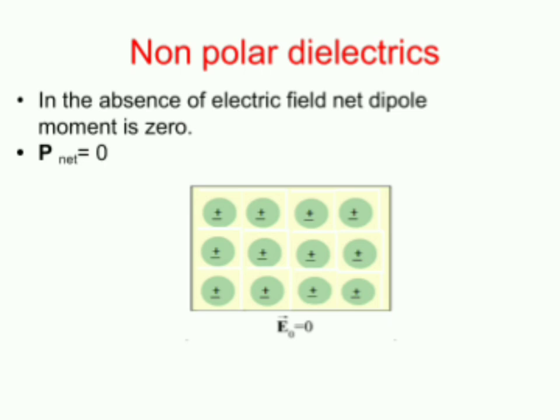Coming to a non-polar dielectric. In the absence of an external field, we don't have any dipole moment because each molecule has no dipole moment. As a group, the substance also has no dipole moment. So P net is 0 in the absence of an external field.